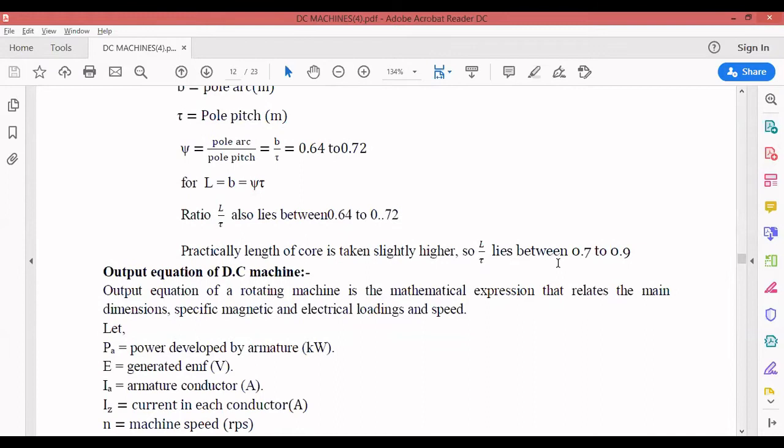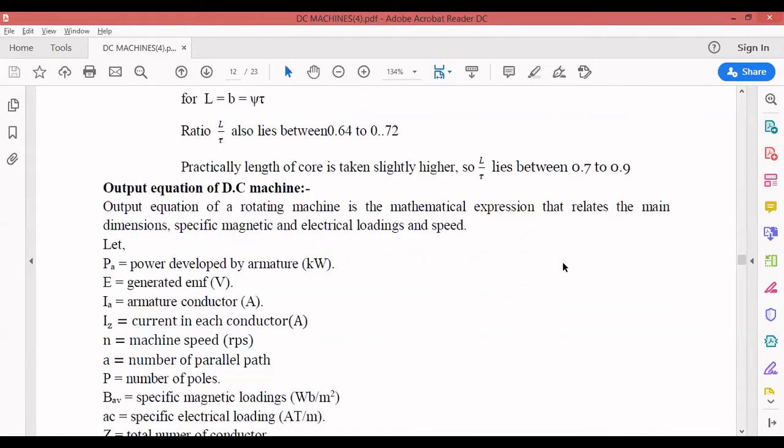Let us go for the output equation of a DC machine. Let us derive it. The output equation of a rotating machine is a mathematical expression that relates the main dimensions, specific magnetic loading, and specific electrical loading. The main dimensions, D and L, are related to specific magnetic loading, specific electrical loading, and speed.